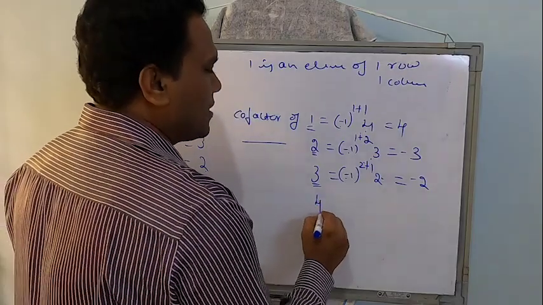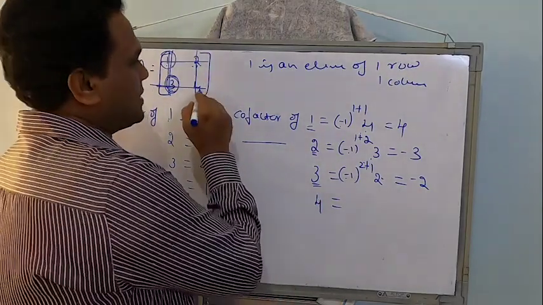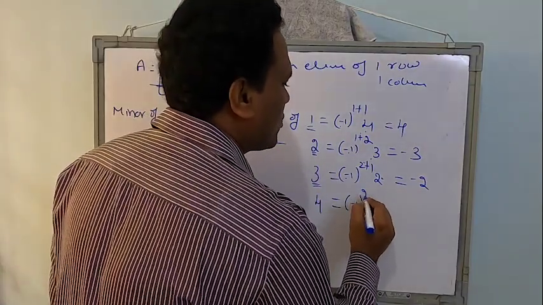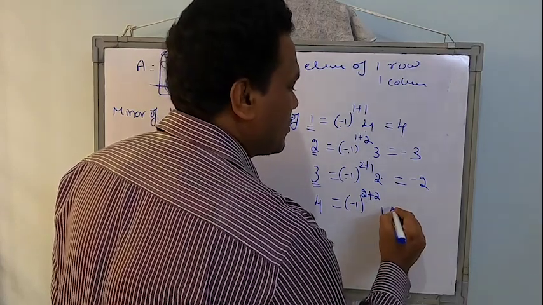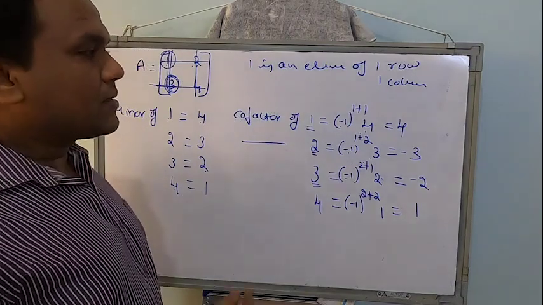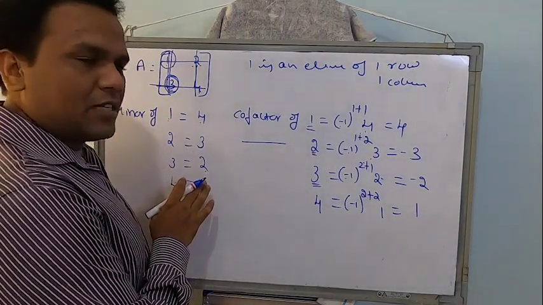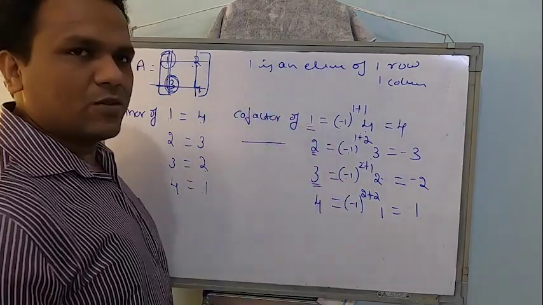Now the next is cofactor of the element 4. 4 is an element of second row, second column. So minus 1 to the power 2 plus 2 multiplied by minor of this element is 1, or simply it's going to be 1. That is how, definition wise, I first construct the minor of each element, then construct the cofactor of each element. This is by using the definition.